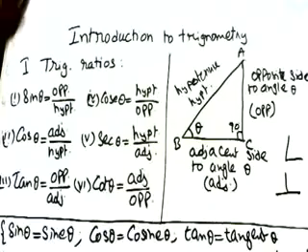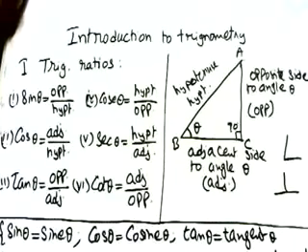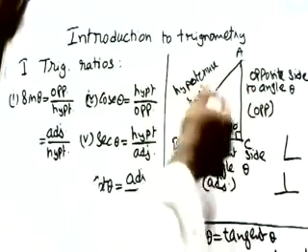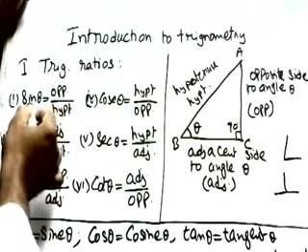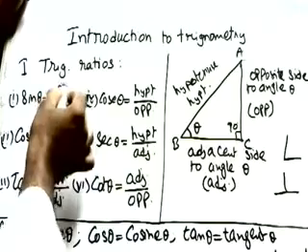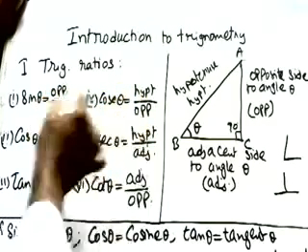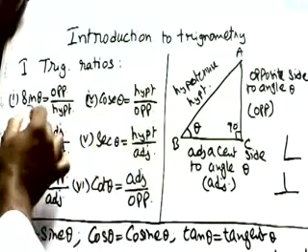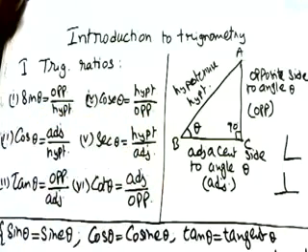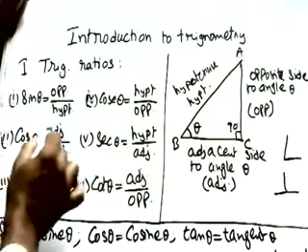Now we can divide the sides in 6 ratios. Those ratios are called trigonometric ratios. Suppose we divide opposite by hypotenuse. This is named sine theta. If we reverse this, the reciprocal will be hypotenuse by opposite. So the reciprocal of sine theta will be cosec theta.